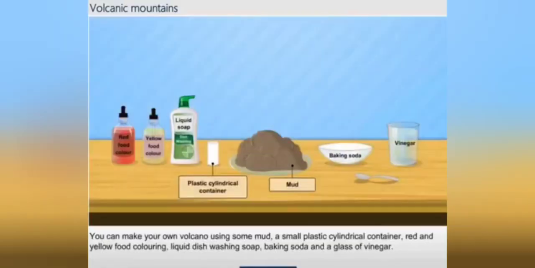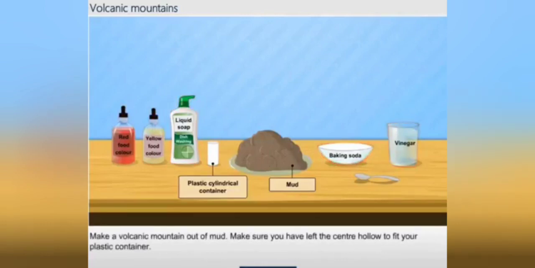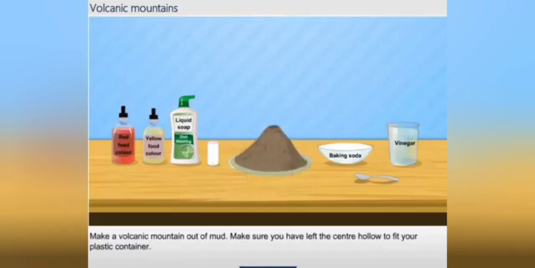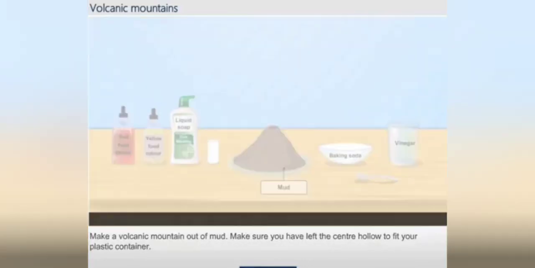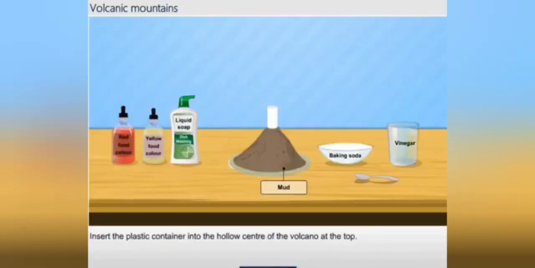You can make your own volcano using some mud, a small plastic cylindrical container, red and yellow food coloring, liquid dishwashing soap, baking soda, and a glass of vinegar. Make a volcanic mountain out of mud. Make sure you have left the center hollow to fit your plastic container. Insert the plastic container in the hollow center of the volcano at the top. Add 2 spoonfuls of baking soda.